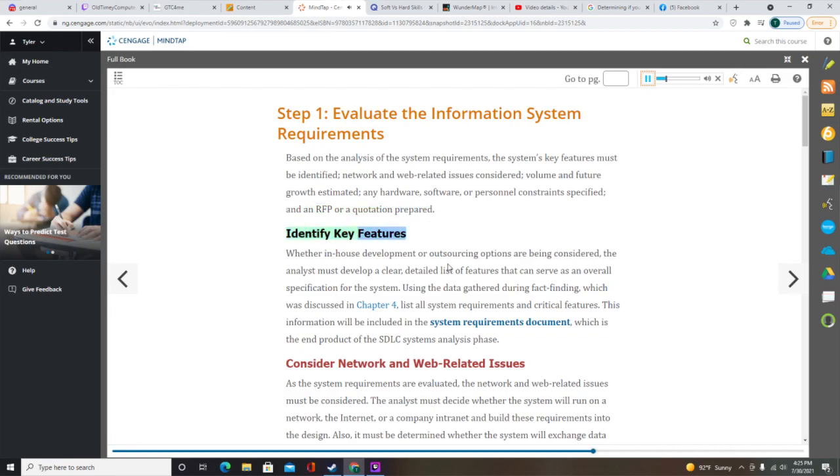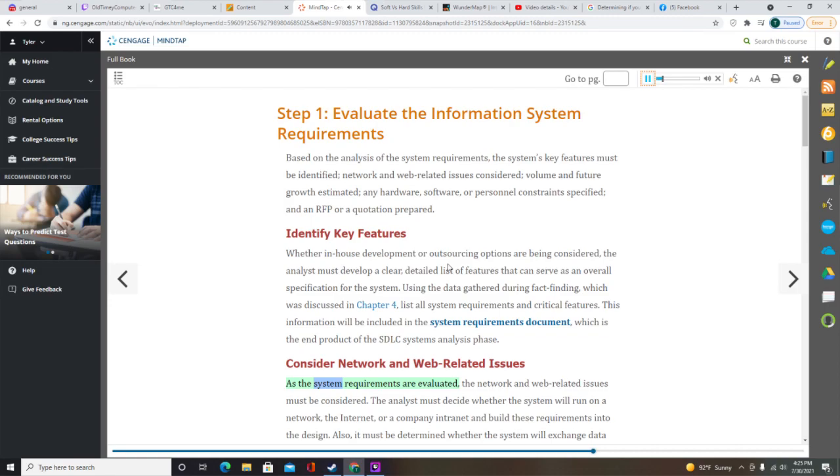Identify key features. Whether in-house development or outsourcing options are being considered, the analyst must develop a clear, detailed list of features that can serve as an overall specification for the system. Using the data gathered during fact-finding, which was discussed in Chapter 4, list all system requirements and critical features. This information will be included in the System Requirements document, which is the end product of the SDLC systems analysis phase. Consider network and web-related issues.